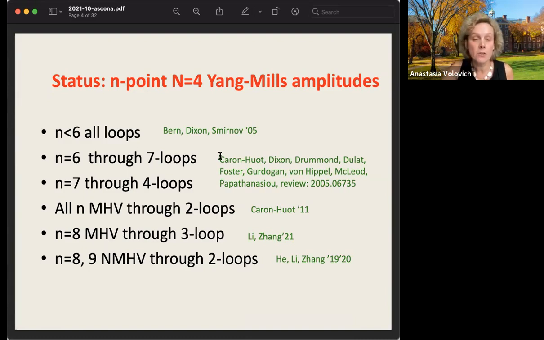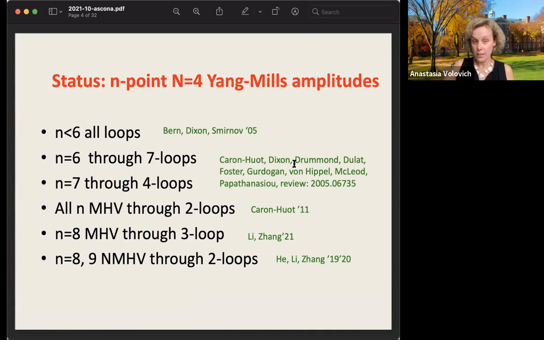And so I refer you to this nice review by Karen Hood, Dixon, Drummond, and others, surveying. It's a nice review explaining all the methods. But the upshot of this is that 6 and 7 points have been computed, 6 points through 7 loops, and 7 points through 4 loops. Okay, so let's start increasing the number of points further.